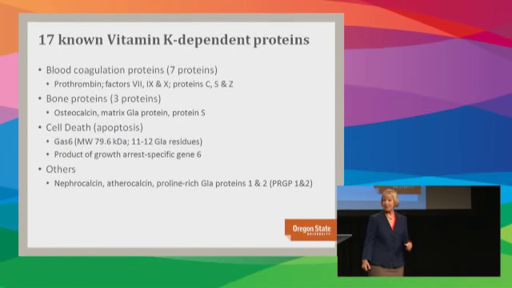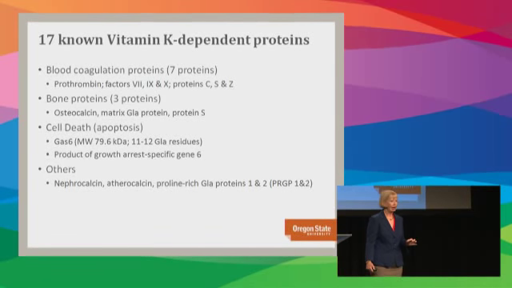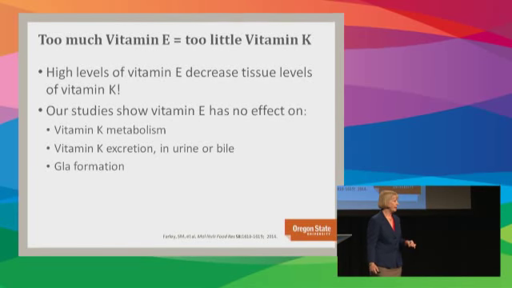There are 17 known proteins. They're involved in blood, in bone, in apoptosis. That brings us to cancer. There are a bunch of them that people don't even know what they do yet. So there's real possibility. So why do I think vitamin E has anything to do with vitamin K?